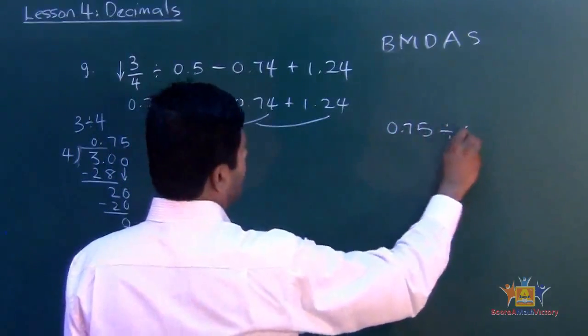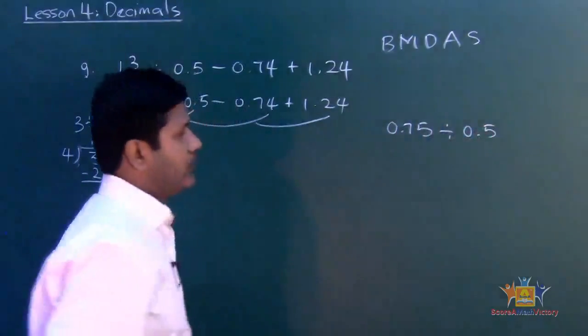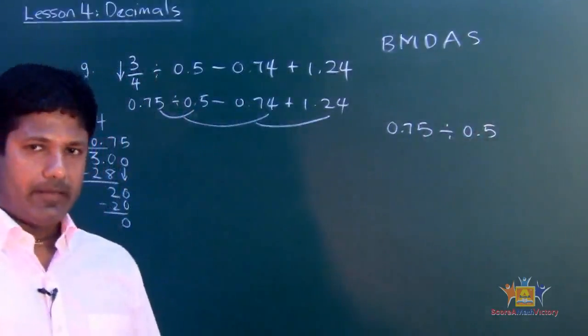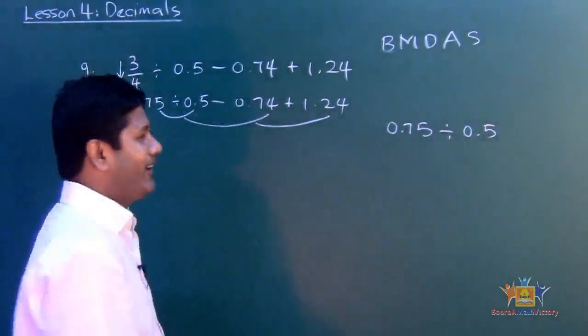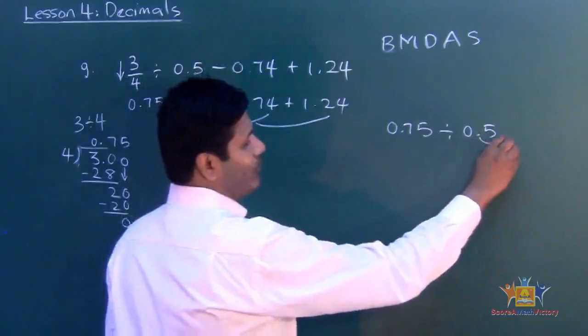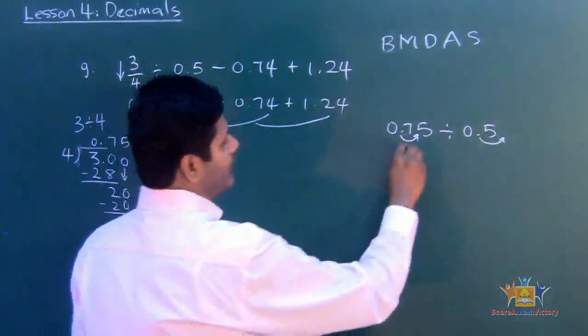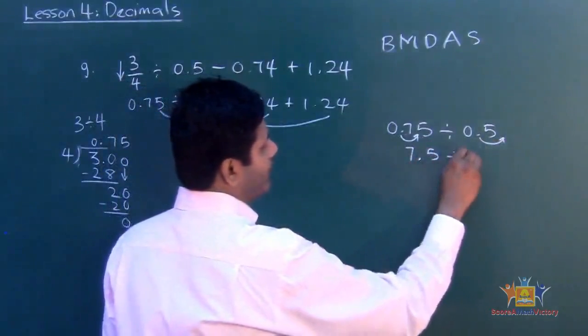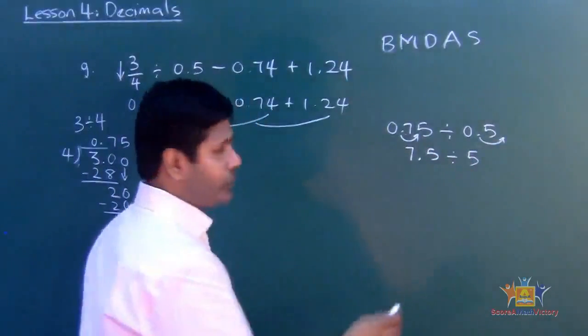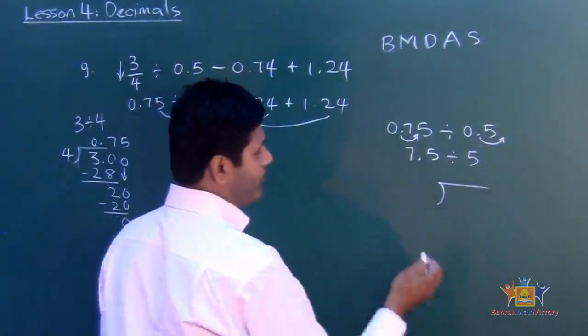0.75, I'm going to divide that with 0.5. Division, what method? Forget it, all right? For the divisor, we're going to move the decimal once. That means I'm going to do the same for the dividend as well. So that makes it 7.5 divided by 5. So we're going to use the long division method, the cage approach.